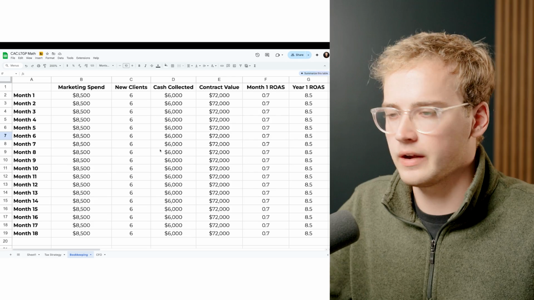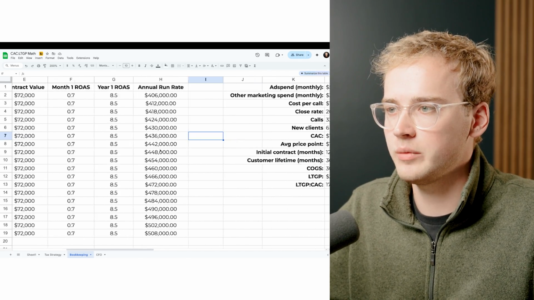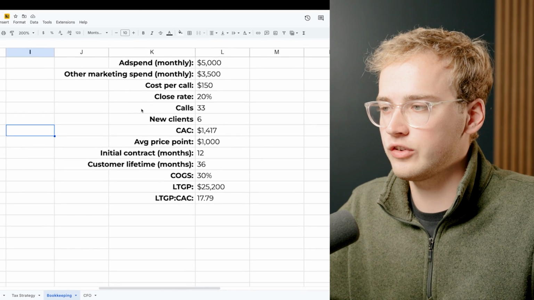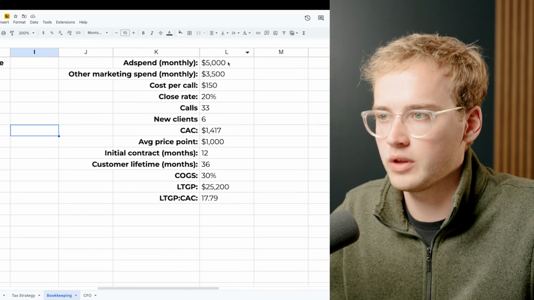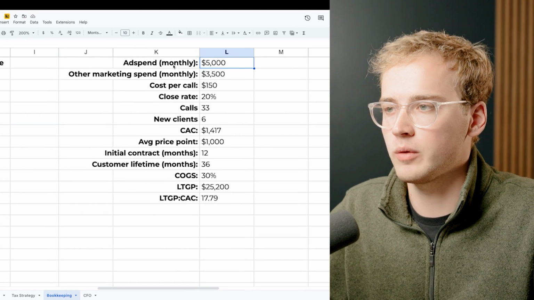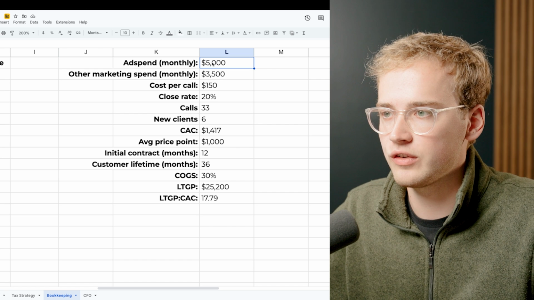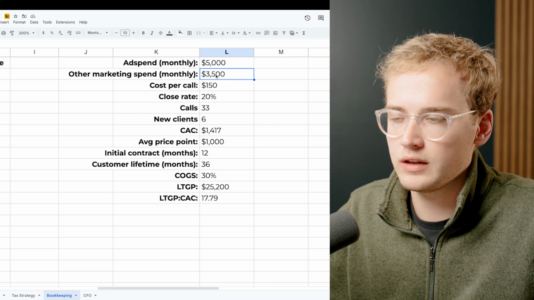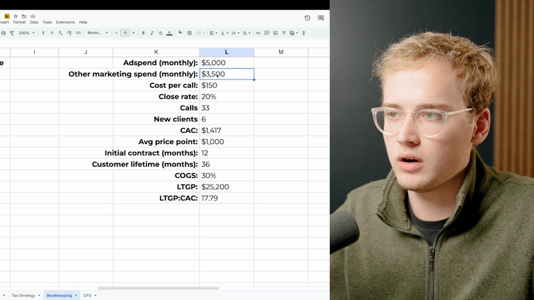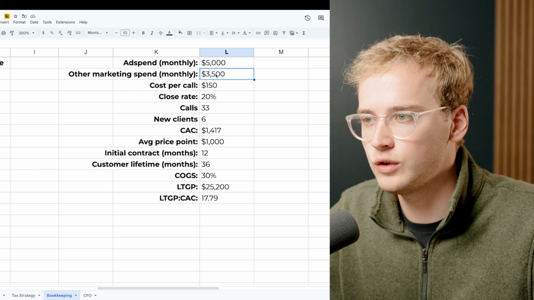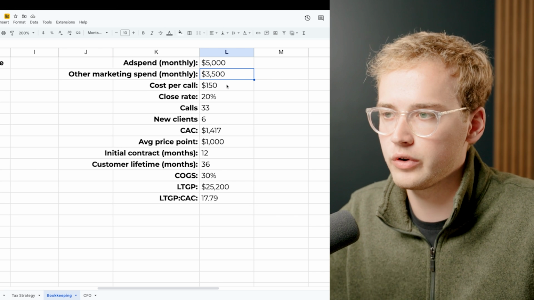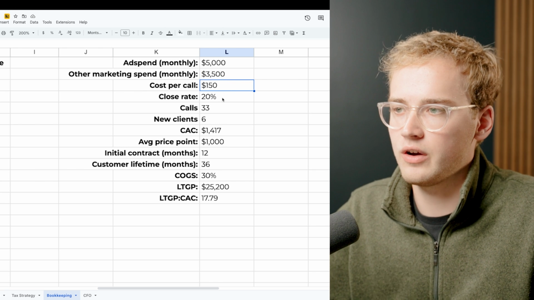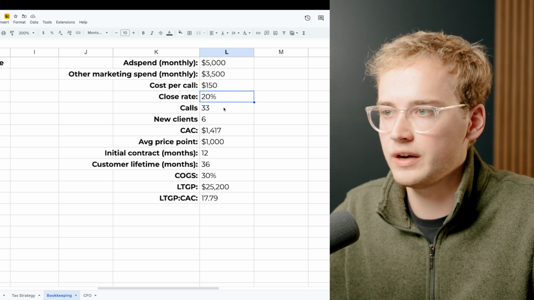All right, let's use another example here, okay? So this is going to be a bookkeeping firm, and let's just run through these same stats for them. For this bookkeeping firm, we're still going to be spending $5,000 a month on ads. We're still going to spend about $3,500 a month on agency and the software you use and your internal team devoted to marketing. Let's say your cost per call is $150 still, your close rate's 20%.